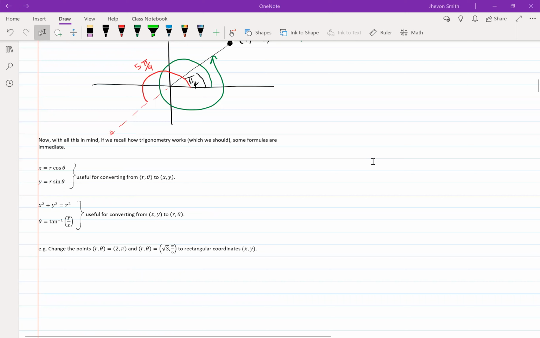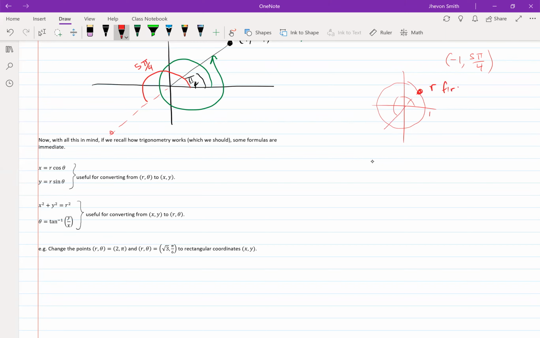No. So if you go by finding the r first, essentially, if you look at say -1 comma 5 pi over 4, someone who would locate the r first is the person that would have a circle of radius 1 as their picture. And then when they locate the angle 5 pi over 4, that's when they get this line showing up. And knowing that it's negative means that it would flip over here. So you would get that point.